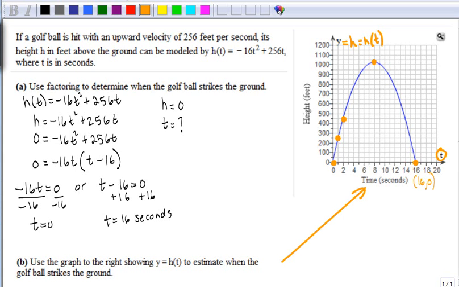So that is the answer. By the way, 16, 0 is the x-intercept. So what you do for part B is just look for the x, or the t in this case, intercepts of the line. Hope that helps.